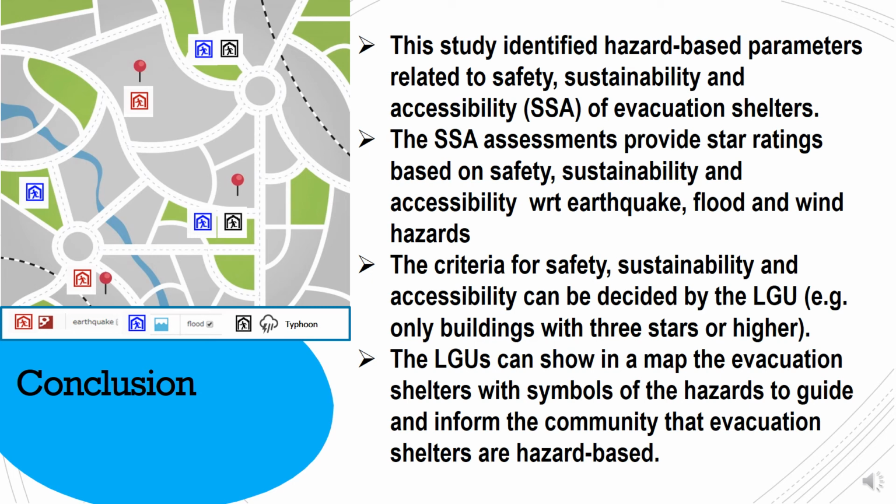Conclusion. So LGUs can identify evacuation centers or public buildings and determine their star rating based on the specific hazard like typhoon, flood, or earthquake. And these evacuation centers are assessed based on that hazard and also sustainability. So LGUs can show a map as shown, an example, where the evacuation centers with symbols of the hazards to guide and inform the community that evacuation centers are hazard-based.